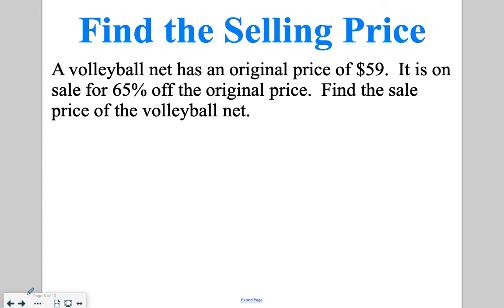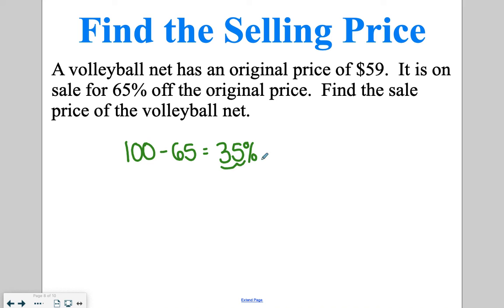On the flip side of markups, we have discounts. So this is taking away a percent that you are paying. So a volleyball net has an original price of $59. It is on sale for 65% off of the original price. We are trying to find the selling price, that sale price. So now we have 100%, and we are taking off 65%. That leaves us with 35% that we are going to be paying.